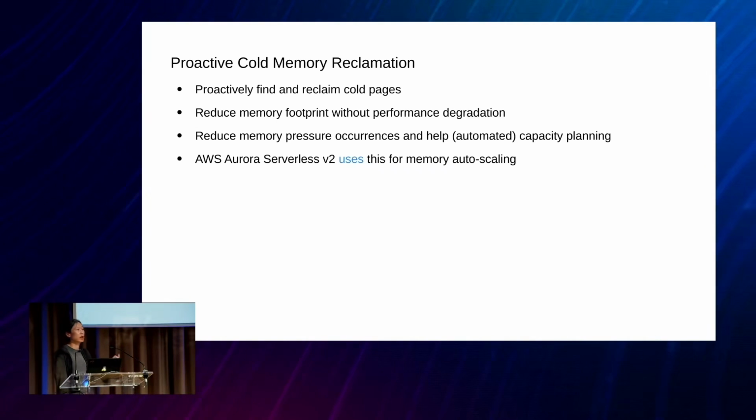And also this helps at reducing memory pressure occurrences and can help capacity planning, because by running the proactive reclamation, the remaining real memory usage of the system, or the mem used on the proc meminfo, could be the real memory usage of the workload, and therefore you will be able to find the real memory usage or working set size of the workload in a very easy way when proactive reclamation is ongoing. And Amazon Aurora Serverless V2 is using this DAMON feature for their memory auto-scaling service.